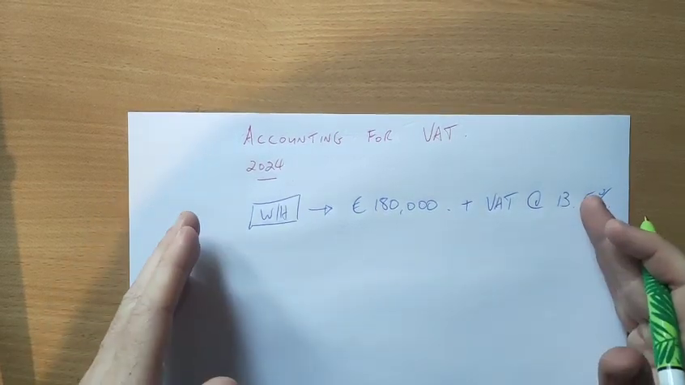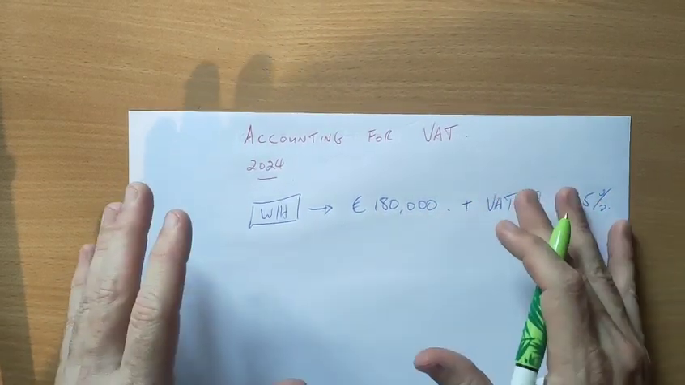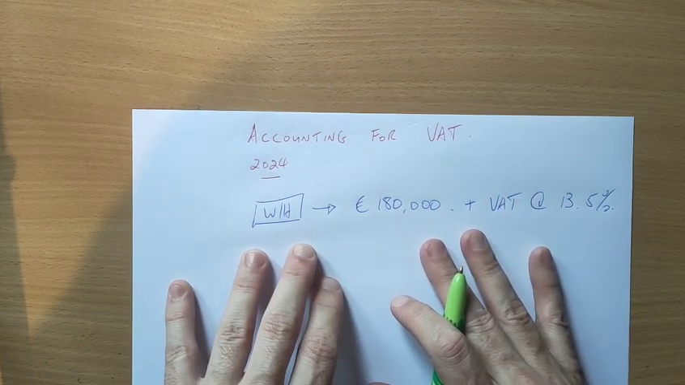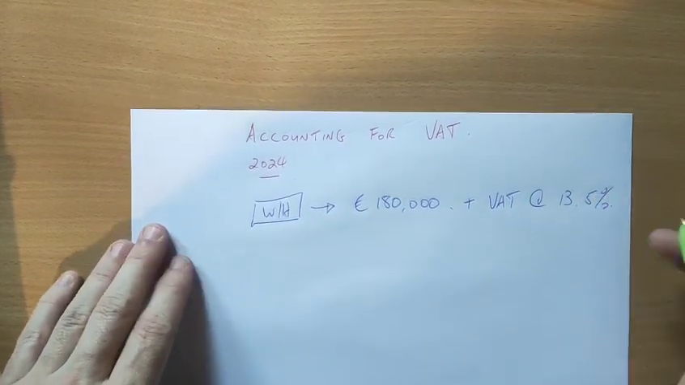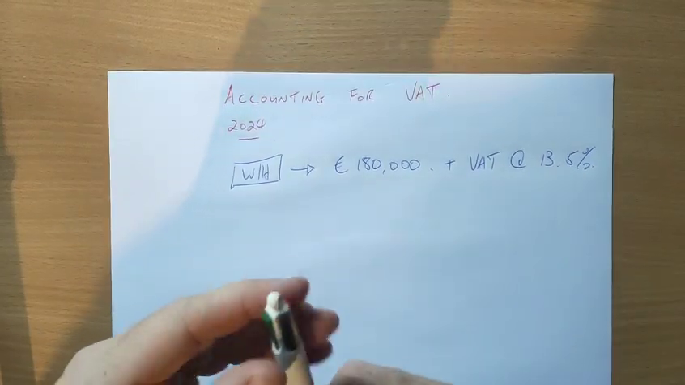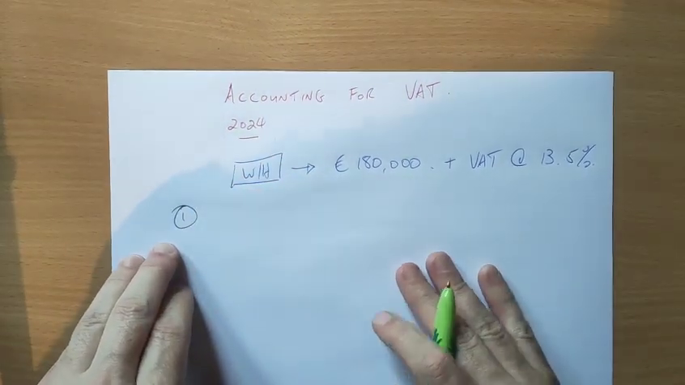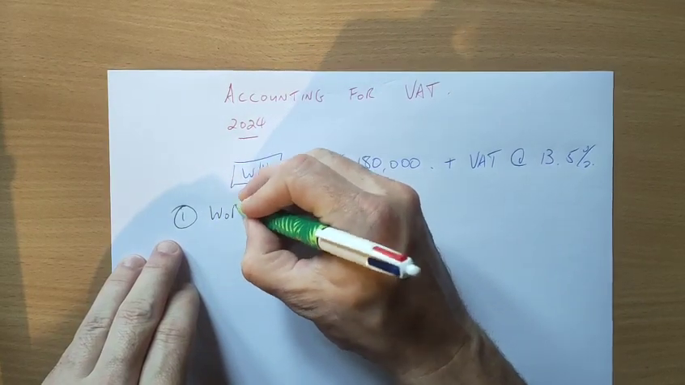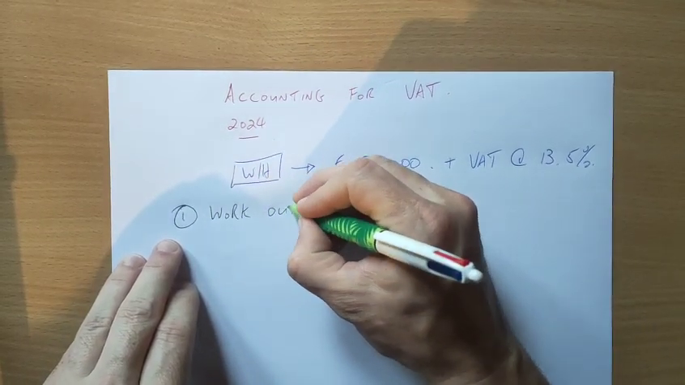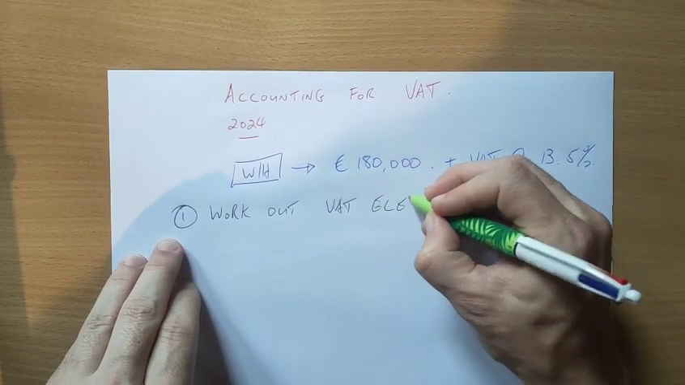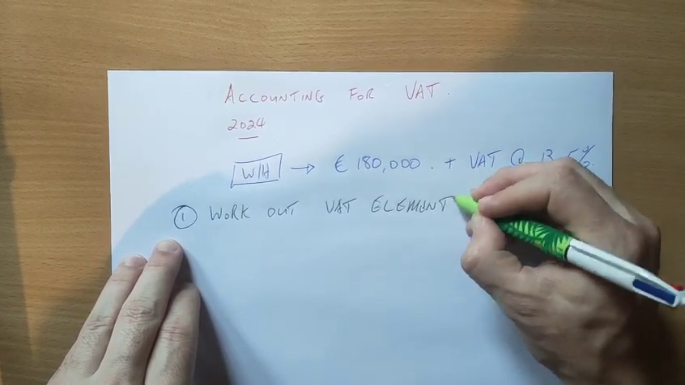So what's really happening here is the VAT element hasn't been treated correctly at all. Now, the first step you need to do is find out what the VAT actually is. So step one: work out the VAT element. And it's quite easy.